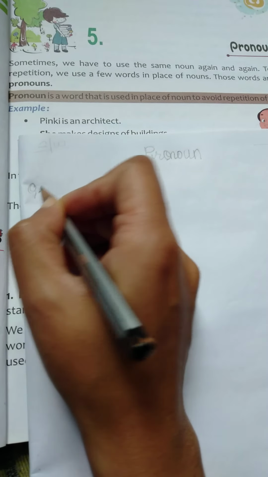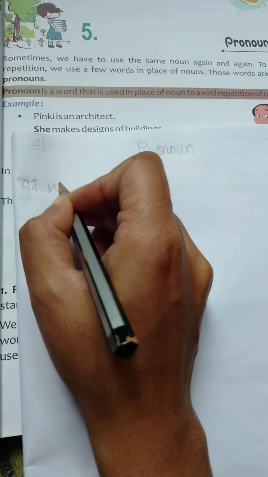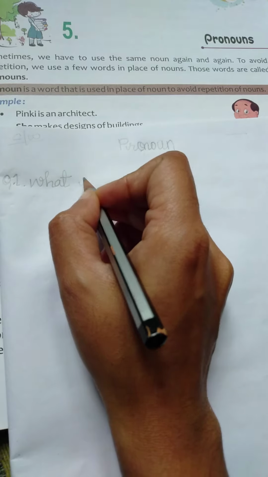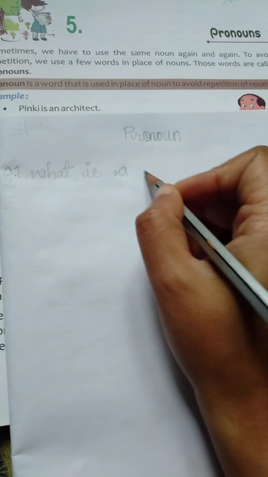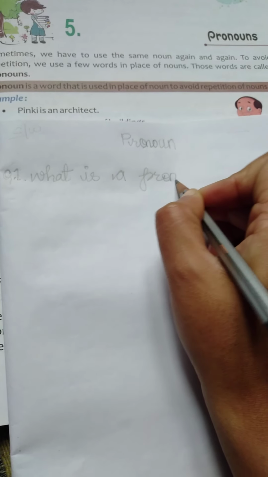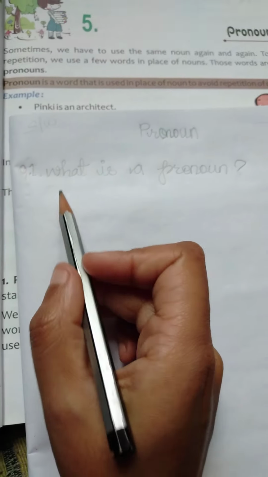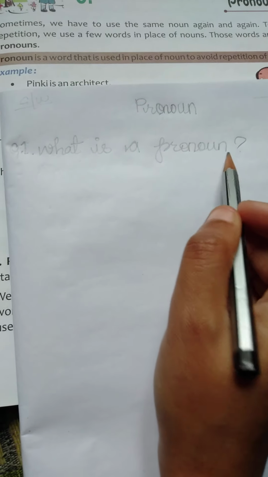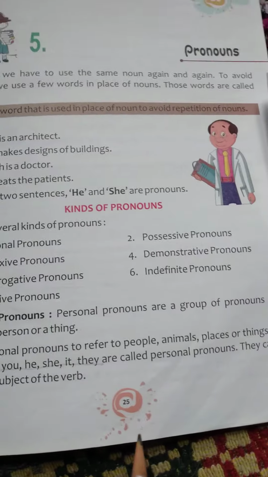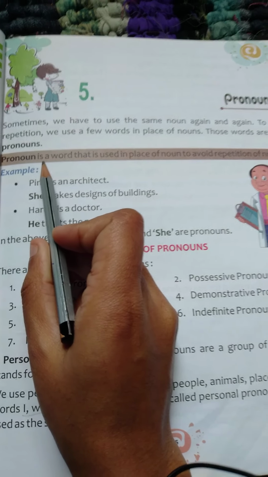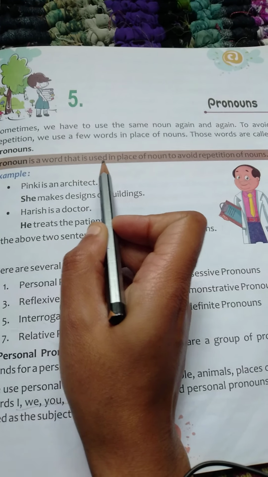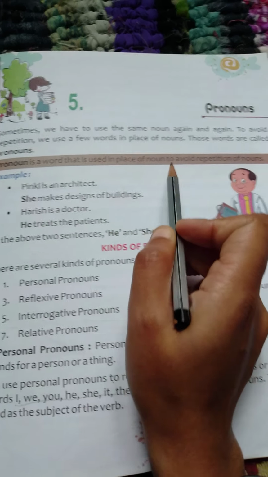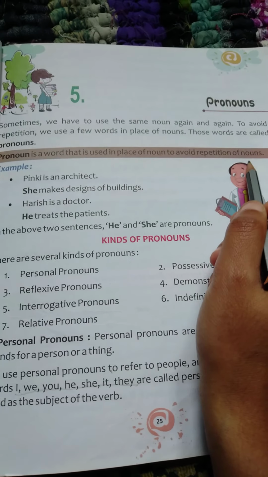So, first question is, question number one, what is a pronoun? P-R-O-N-O-U-N, pronoun. What, W-H-A-T, what, I-S, is a pronoun? So, your answer is in your book only. Page number 25. Pronoun is a word that is used in place of noun to avoid repetition of noun.